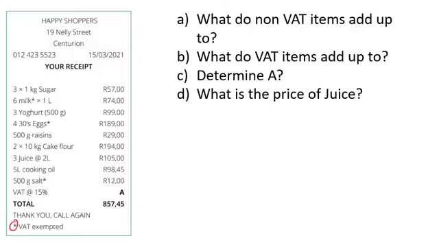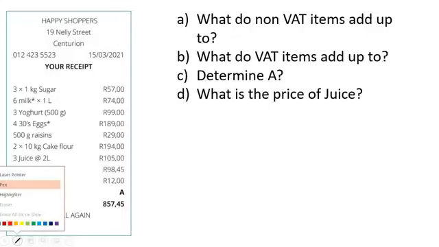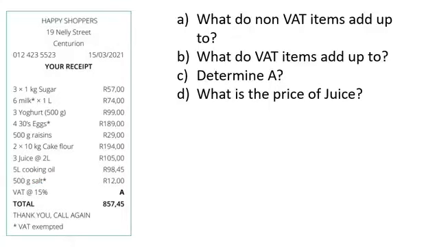VAT exempted means that there's no VAT. So if you look here, this item over here, no VAT. And then if you look at this item over here, it's got a star. Oh, and this one over here, no VAT. Okay. So let's quickly see, what do all the non-VAT items add up to? So the non-VAT items would be the 74, the 189, and the 12. If we add those together, we get 275 Rand.